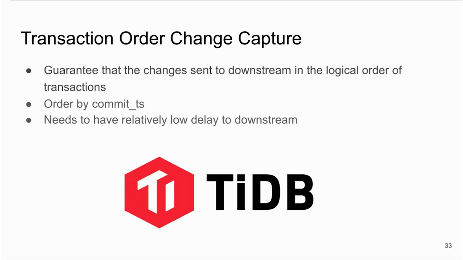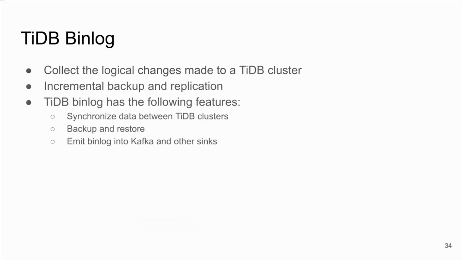So that definitely is more difficult because you need to create a global ordering and you don't know when the next event will happen. Another challenge is that you need to have relatively low delay to downstream. And how can this be done?